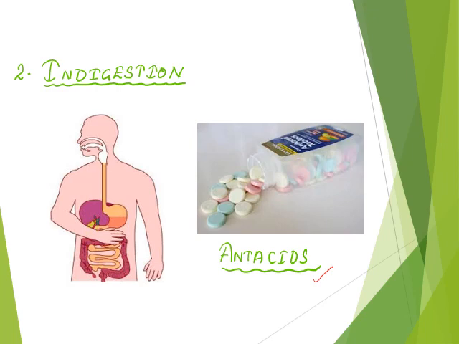These antacids are generally MOM, which we have talked about earlier, milk of magnesia. The chemical formula for it is magnesium hydroxide, and they also include sodium bicarbonate. Both of them are basic in nature, and they are used to neutralize the acidic effect of the excessive hydrochloric acid. So they neutralize the excess hydrochloric acid in the stomach and relieve the discomfort that we feel.